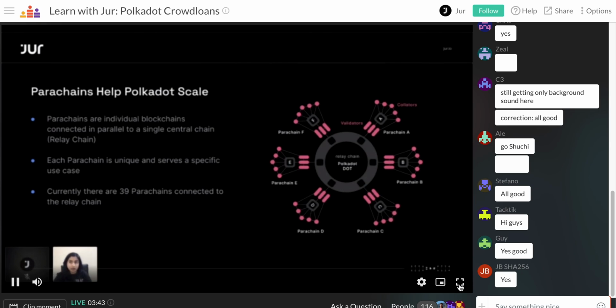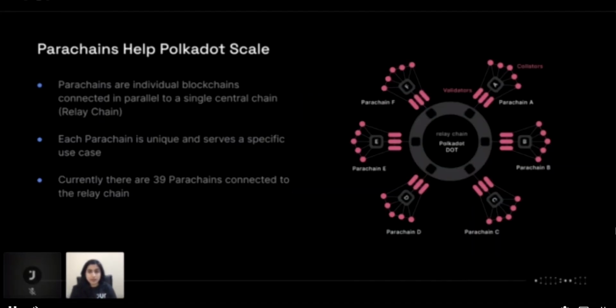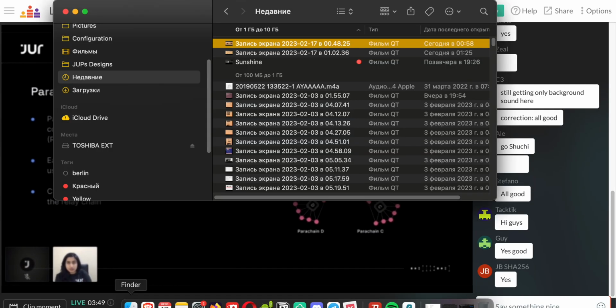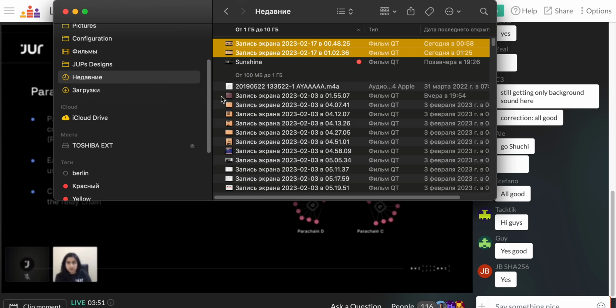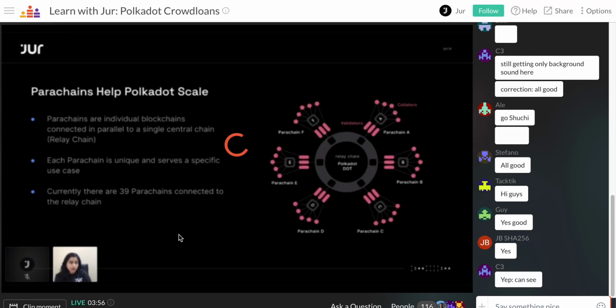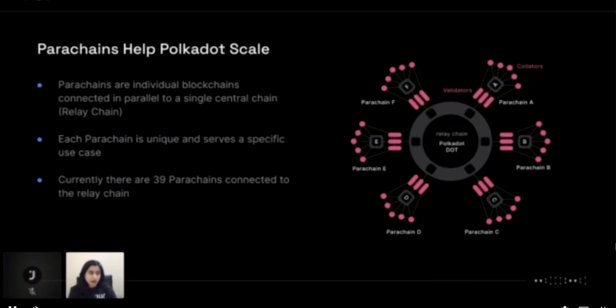Understanding what Polkadot is, I'll just take a couple of minutes for this, maybe even less than that. So Polkadot is a protocol.